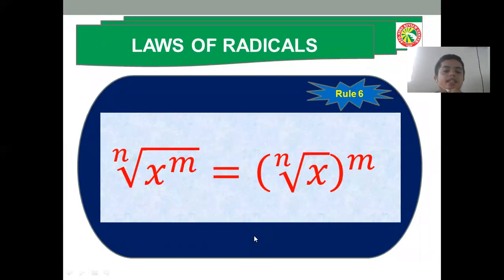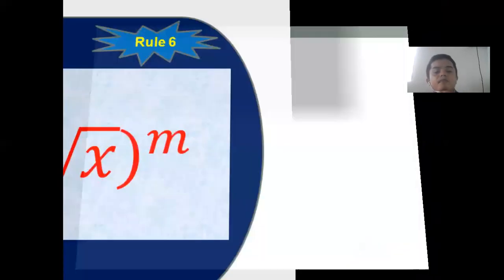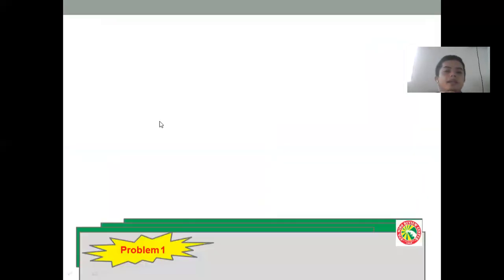Now, this is another rule. You can write the nth root of x to the m as the nth root of x, raised to the exponent m. So the m is outside the parentheses as your exponent. You can write it in this way. Sample problem 1.